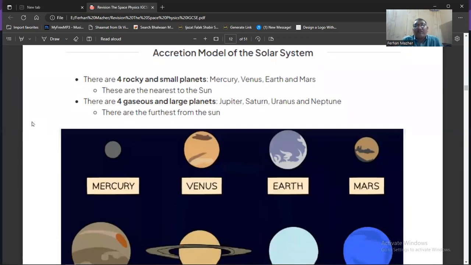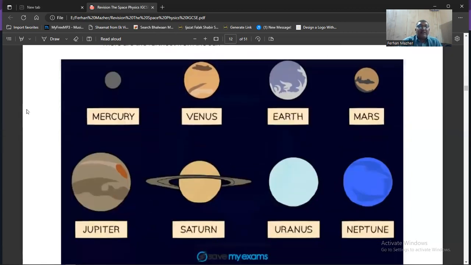Accretion model of the solar system. The word accretion means to accumulate, to come together step by step, gradually, to gradually grow. There are 4 rocky and small planets: Mercury, Venus, Earth, and Mars. These are the nearest to the sun. There are 4 gaseous and large planets: Jupiter, Saturn, Uranus, and Neptune. These are the furthest from the sun.